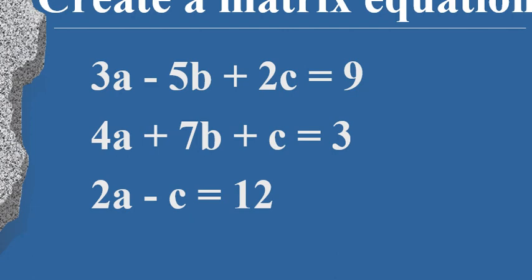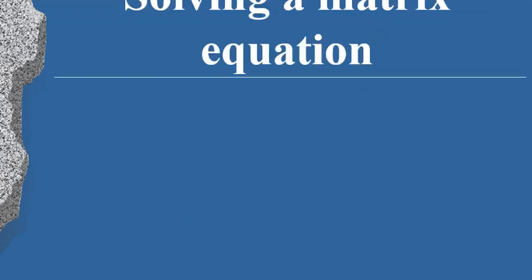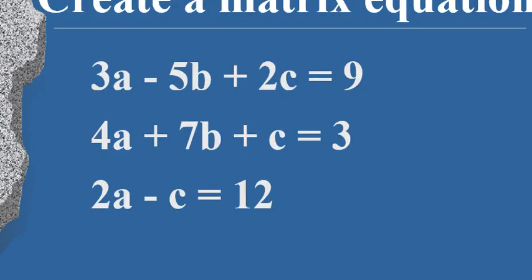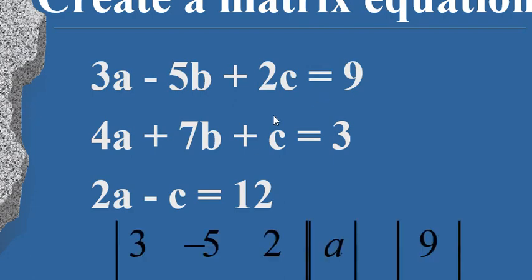Okay, guys, you ready? Let's give it a try. You should get 3, -5, 2, 4, 7, 1, 2, 0, -1, where it's A, B, C, 9, 3, 12. How do we do, guys? Good. Now we're going to talk about solving the equation. It's not that bad. It's all in your calculator.